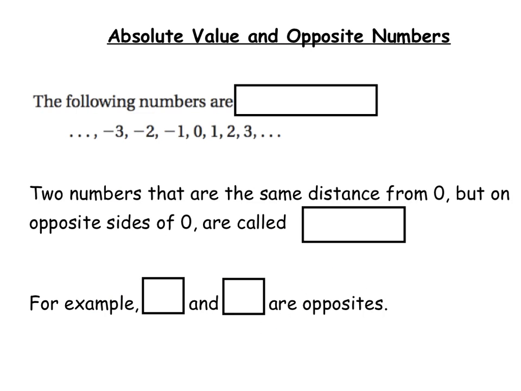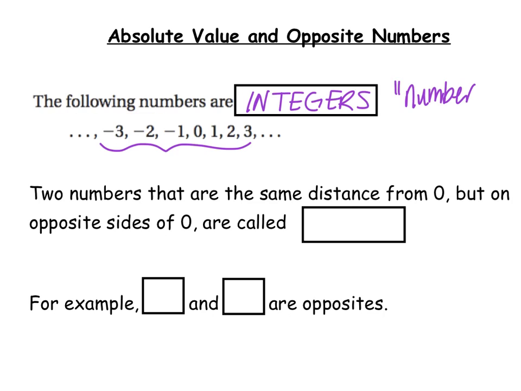So to begin today, we have a lot of vocabulary to think about. If we're talking about absolute value and opposite numbers, the first thing we need to know is what we call the types of numbers that you'll see on a number line. Those numbers are a special type of number in math, and we call them integers. When I think of integers, I think of number line numbers. Number line numbers, because they're things you would see on the number line.